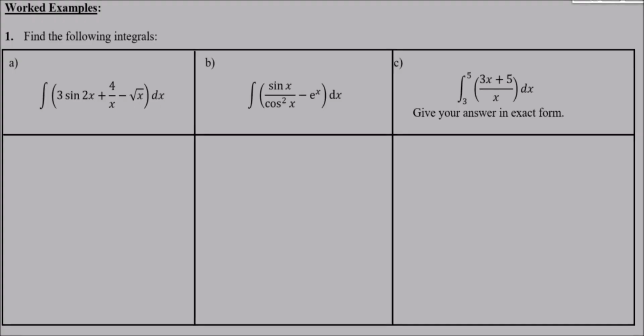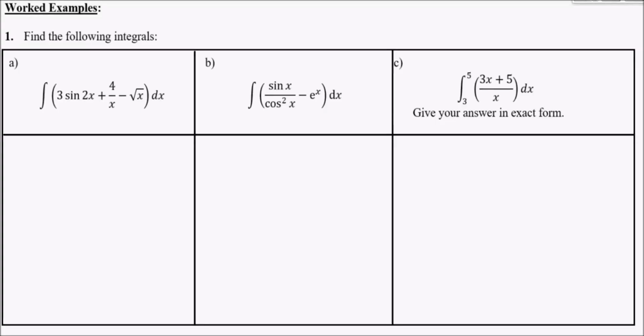So, a few worked examples. Let's find the following integrals. So the first one. What I'm going to suggest here is we can think of integrals done in pieces. So this one is the same as if I integrate 3 sine 2x dx, and then integrate 4 over x dx, and then we integrate minus the square root of x, which is obviously x to the half. Put it in index notation.